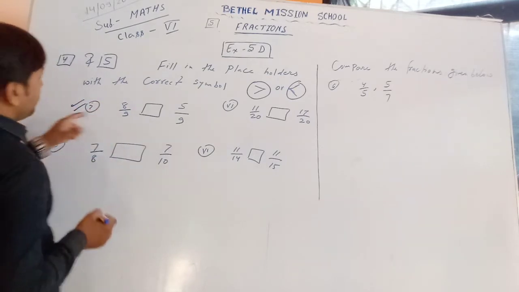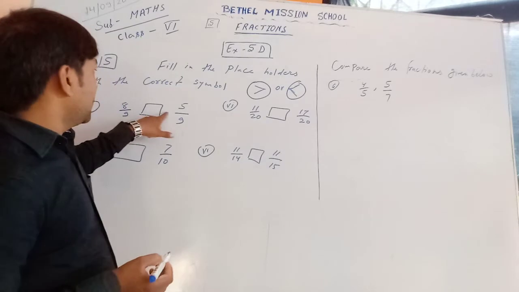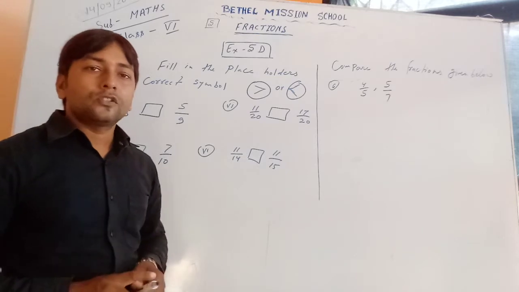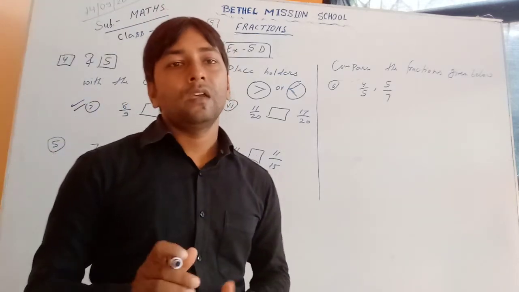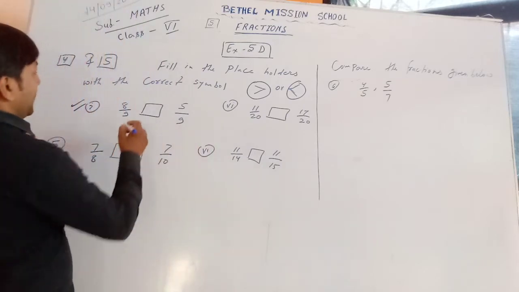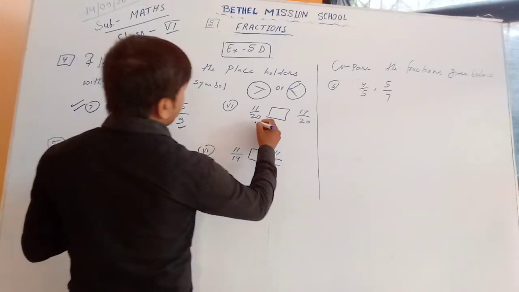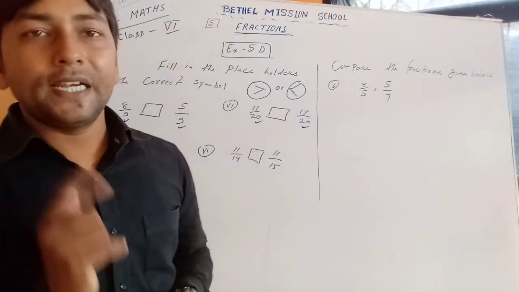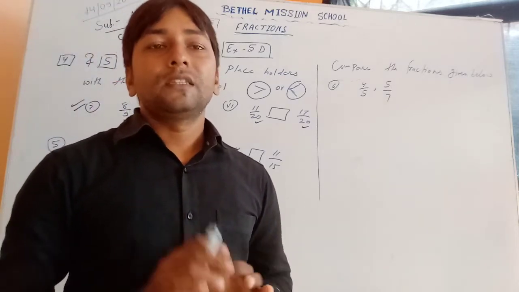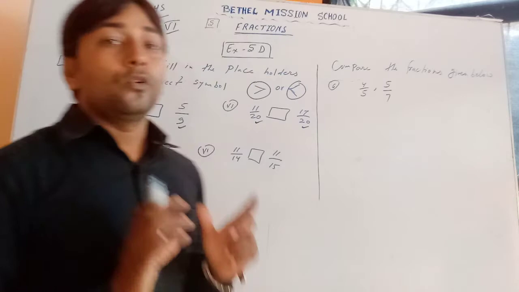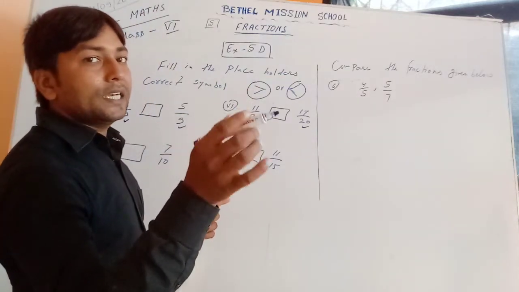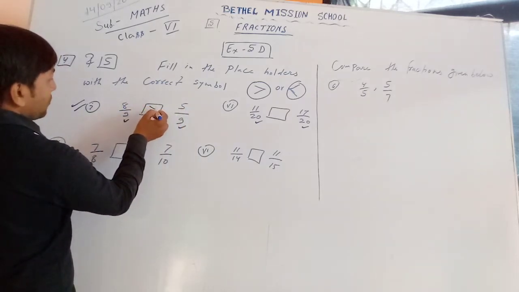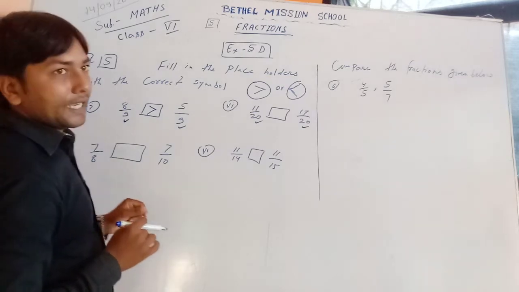Now the first question: 8 upon 9 or 5 upon 9, which one is greater? Listen to the rule. First rule: if the denominators are equal, here 9 and 9, here 20 and 20, then the fraction with the greater numerator will be greater. 8 and 5, which is greater? 8 is greater, that's why 8 upon 9 will be greater.